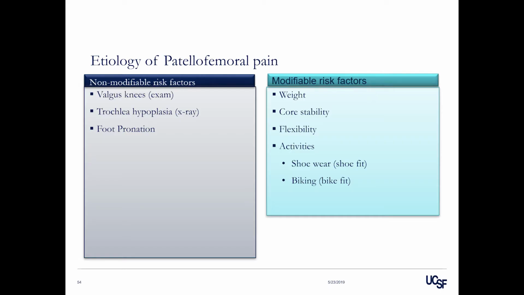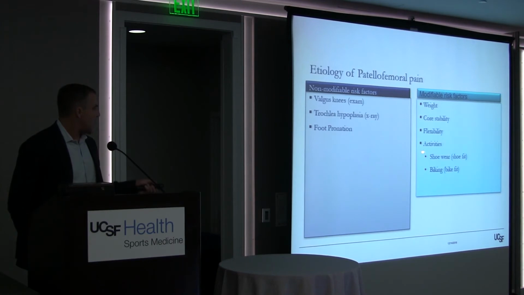So the etiology for patellofemoral pain, there's both non-modifiable risk factors, things I tell patients, yes, you may have these, but also things that we can modify. So non-modifiable, they're a little bit knock-kneed. They tend to have small trochlea, and they tend to pronate their feet. All things I'd say, don't worry about it. Lose weight, get your core stronger, work on flexibility. And then depending on what their activity is, either shoe fit or bike fit is important.